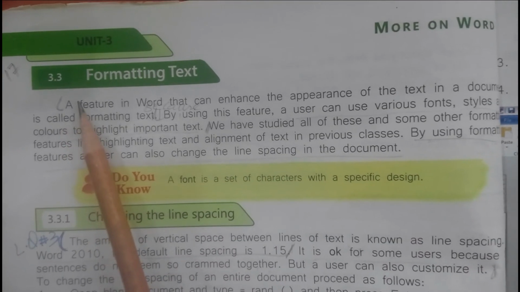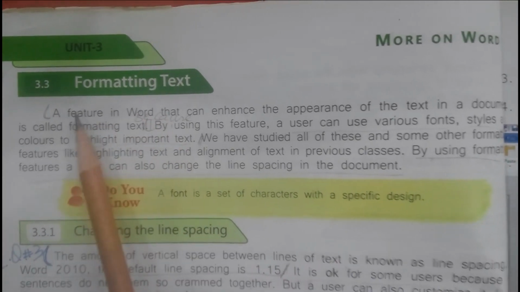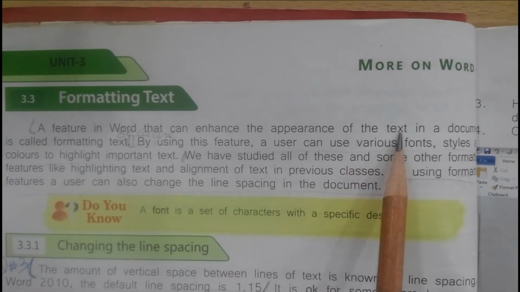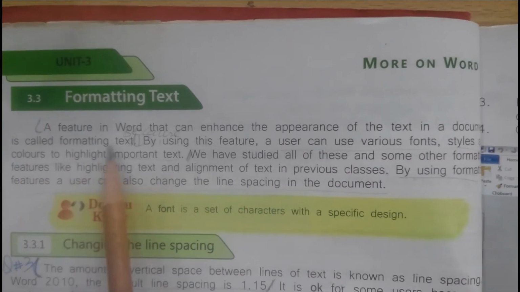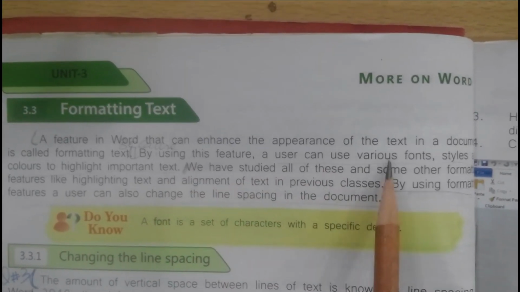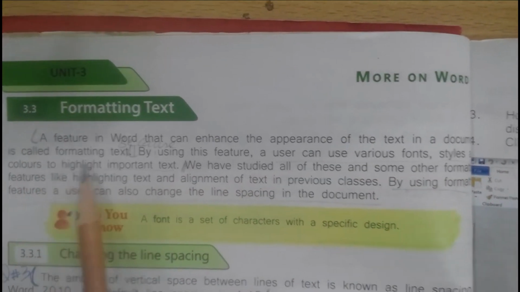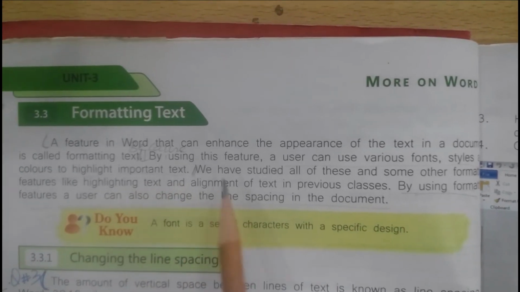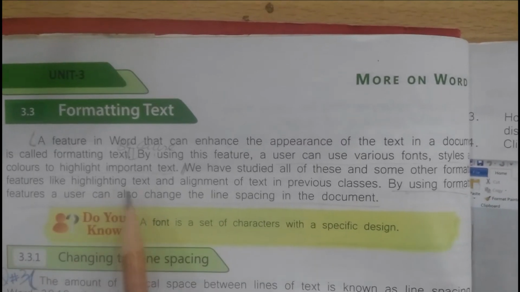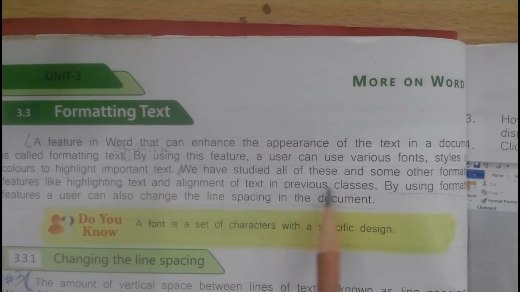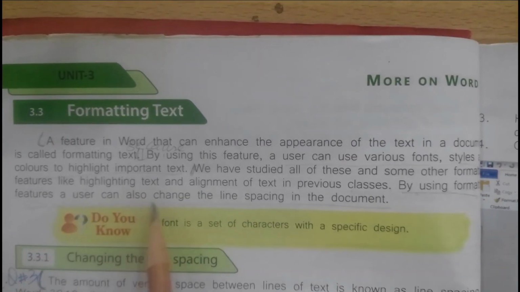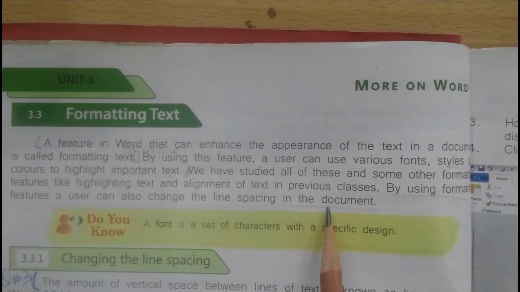Now the next topic, 3.3, formatting text. A feature in Word that can enhance the appearance of the text in a document is called formatting text. By using this feature, a user can use various fonts, styles and colors to highlight important text. We have studied all of these and some other formatting features like highlighting text and alignment of text in previous classes. By using formatting features, a user can also change the line spacing in the document.